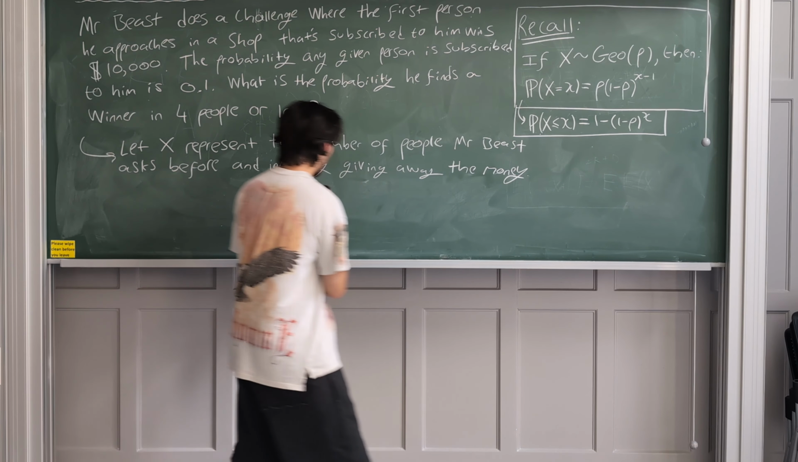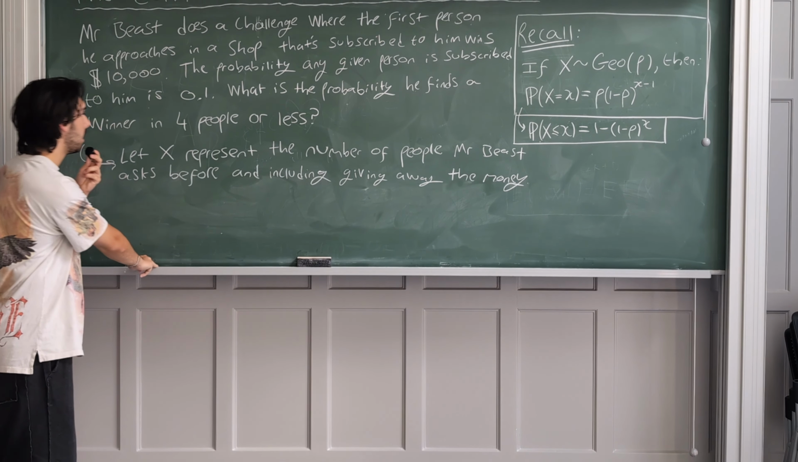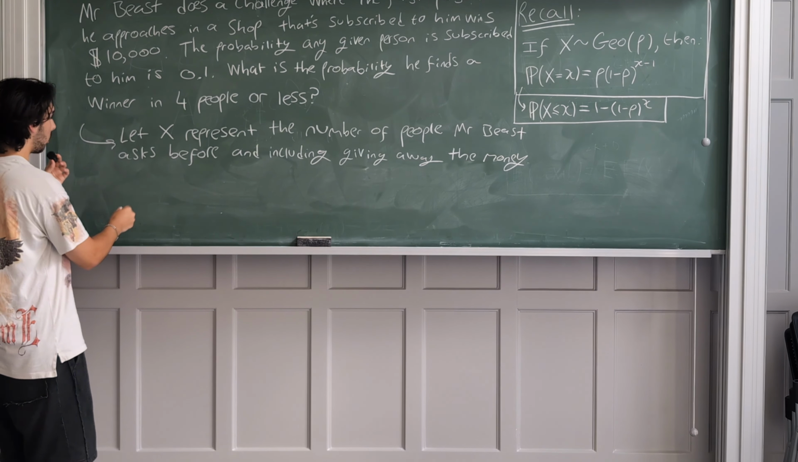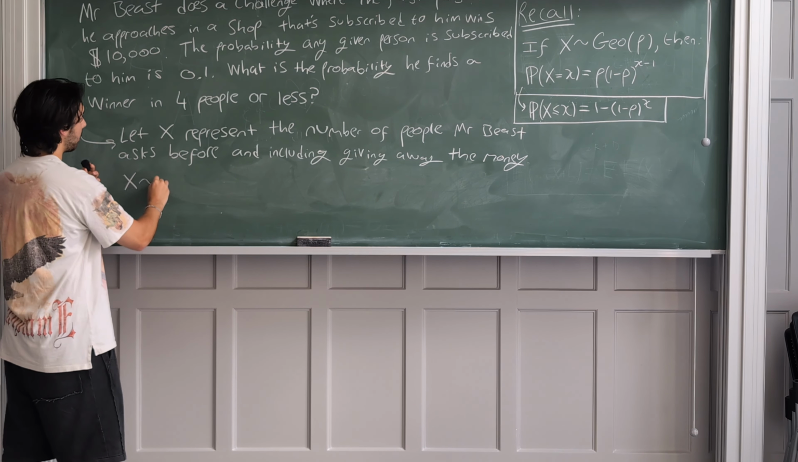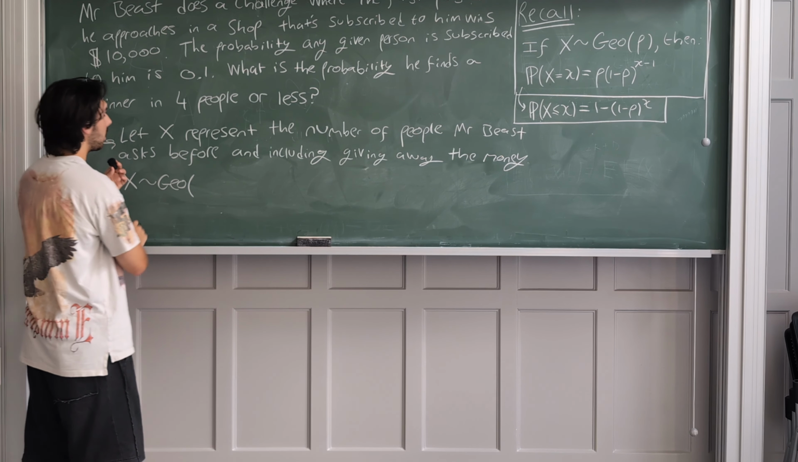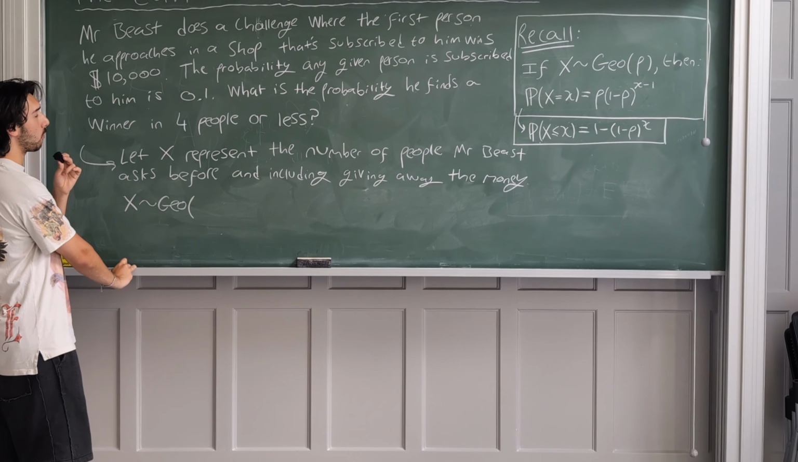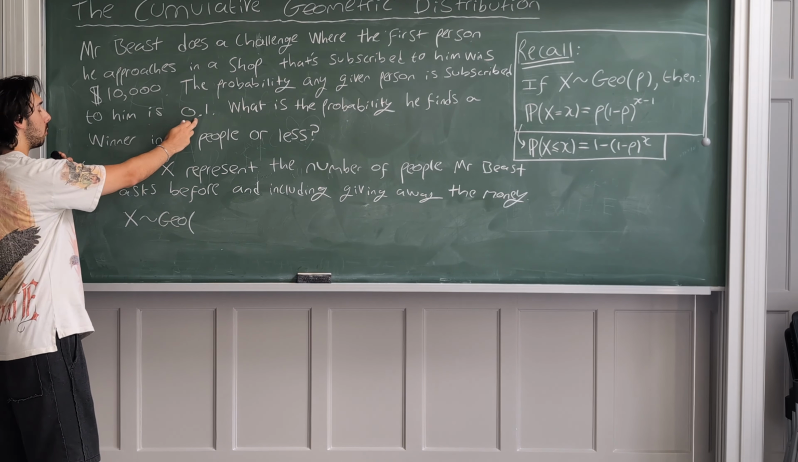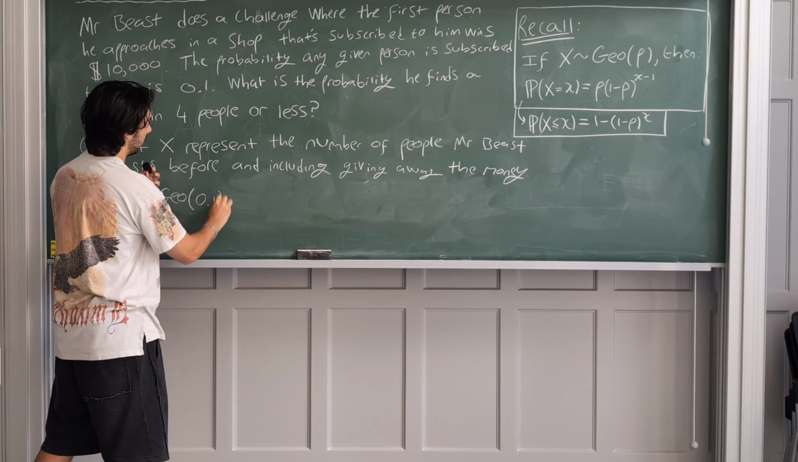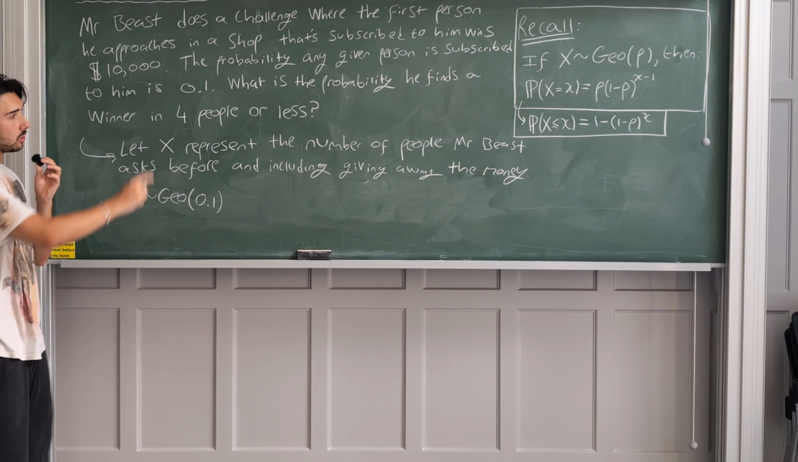Okay, so that's x. So a bit of a setup. I appreciate you guys' patience with that. Bit of a long setup, but we are ready now. Now we can say the important part is that x is going to be geometrically distributed, and the probability P of success in any given trial is 0.1. Now we can use the formula.